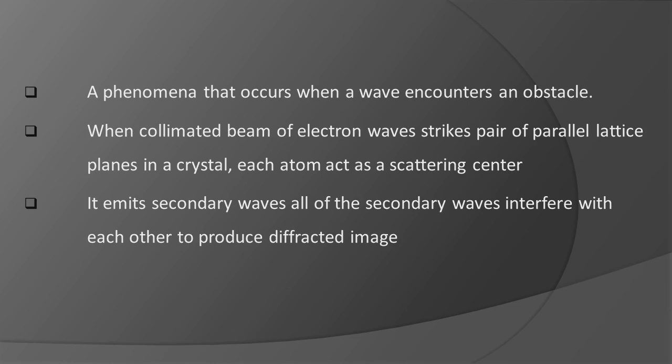This occurs when a beam of rays from a collimator gets collimated and strikes the parallel lattice, that is, lattice points in a crystal or in a material. Due to that obstacle there is scattering, and after the scattering the secondary waves interfere with each other and produce the diffracted image.